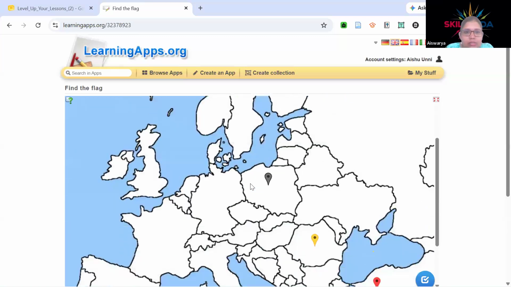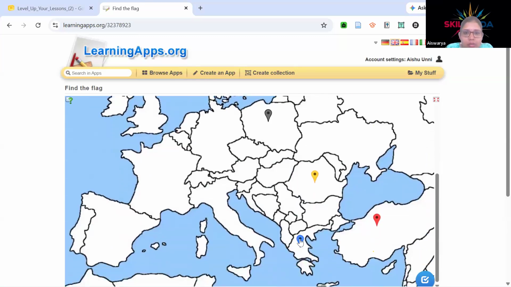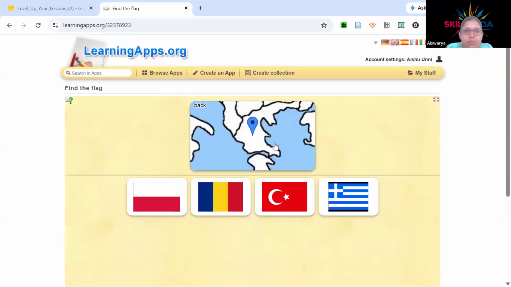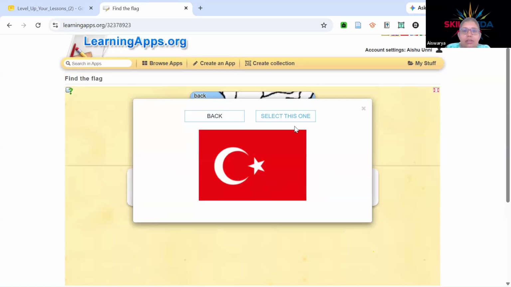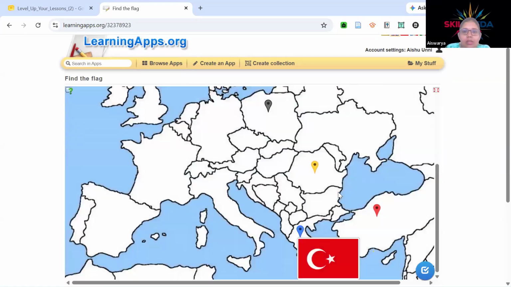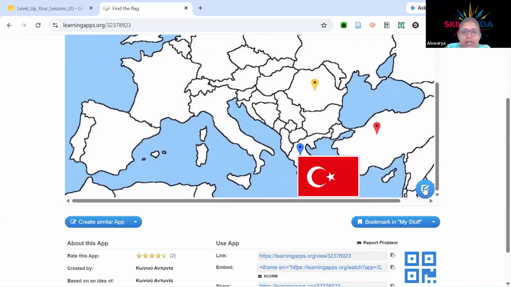Okay, so this is something. If you give these places, they have to find out the correct place or the country. Once they click all of these, they can check whether it is right or wrong. If it is wrong, it's red.